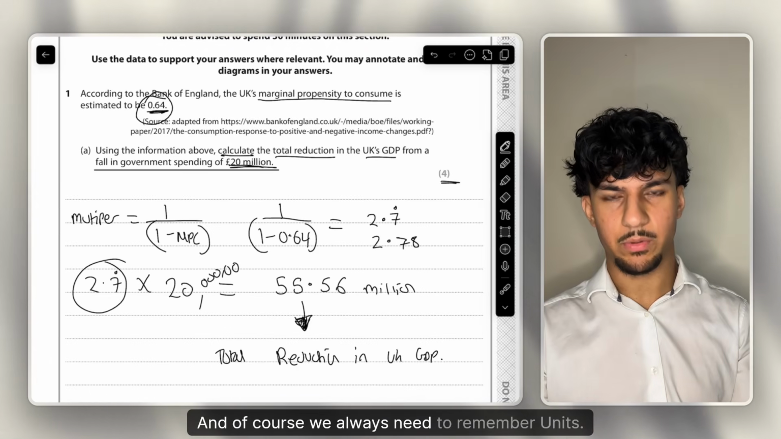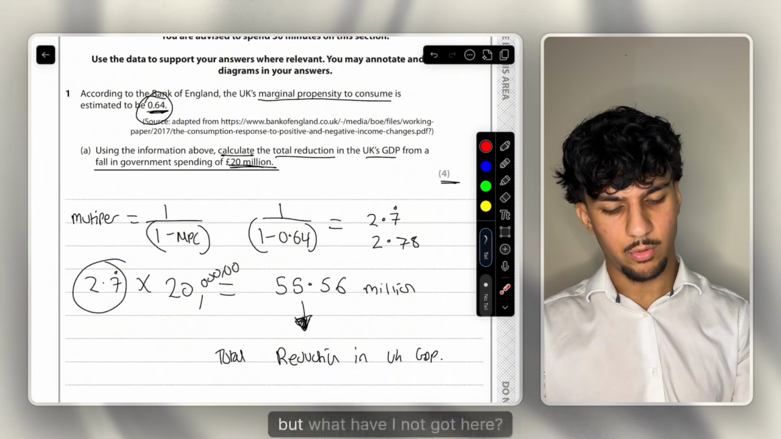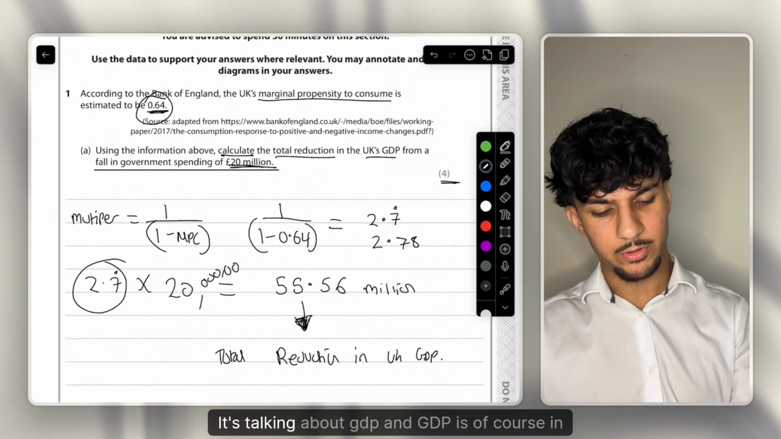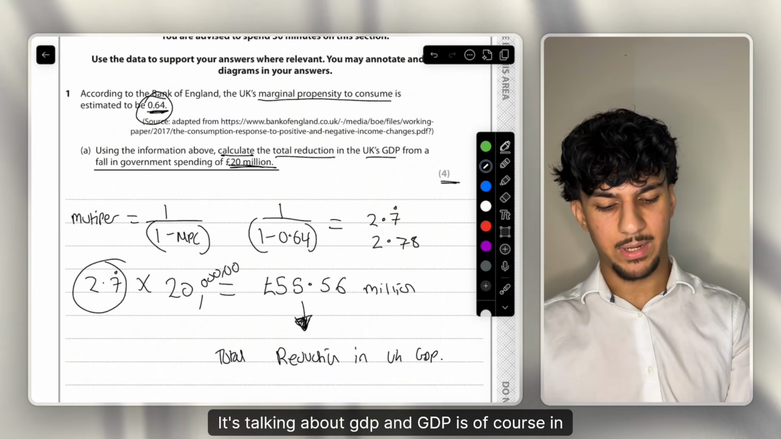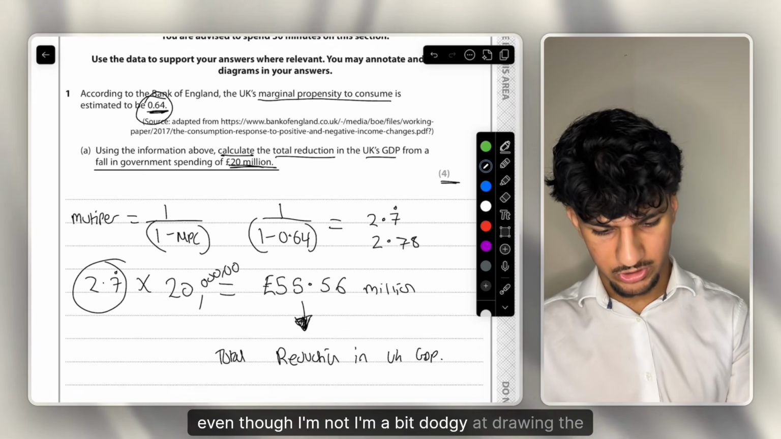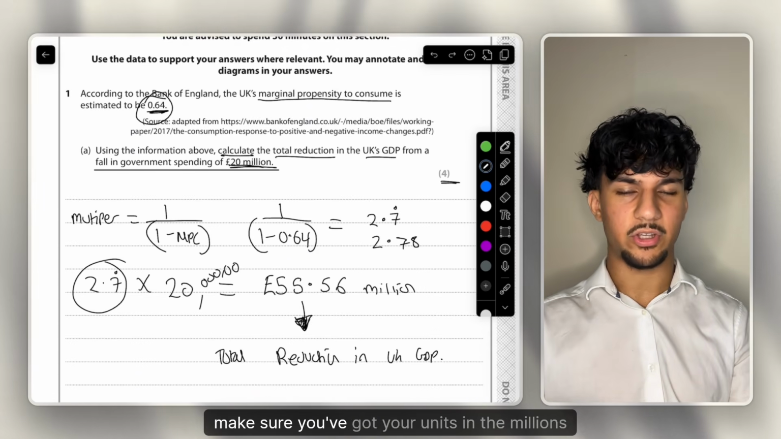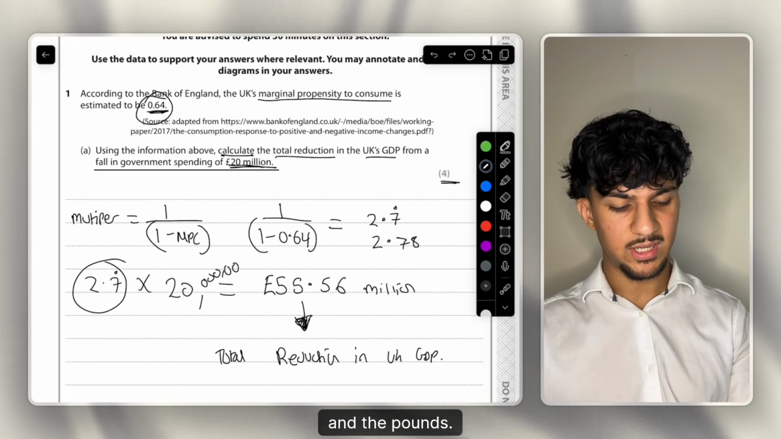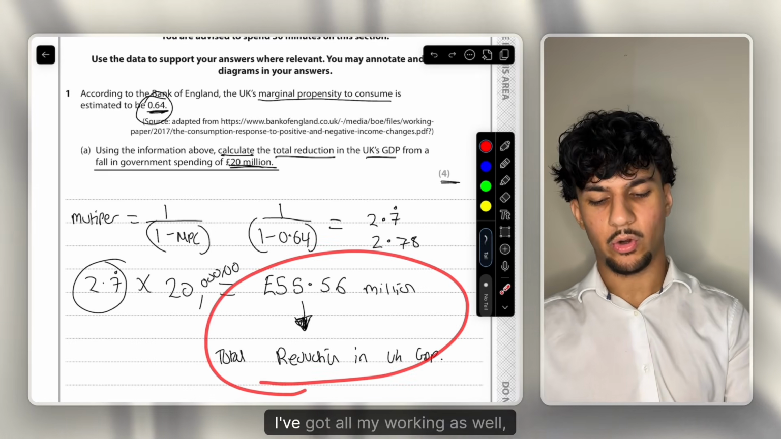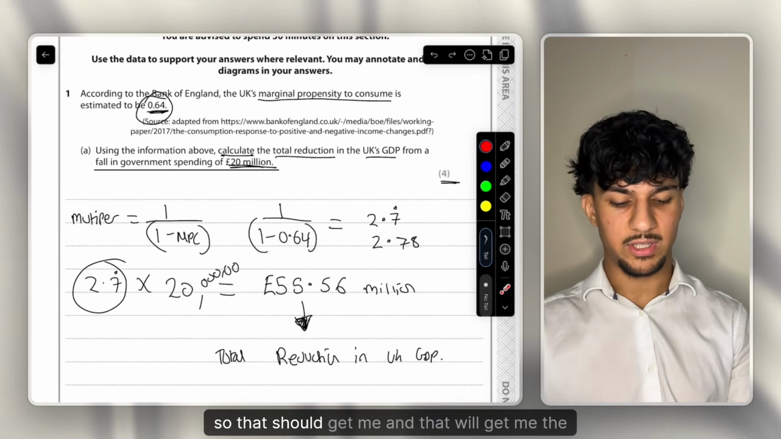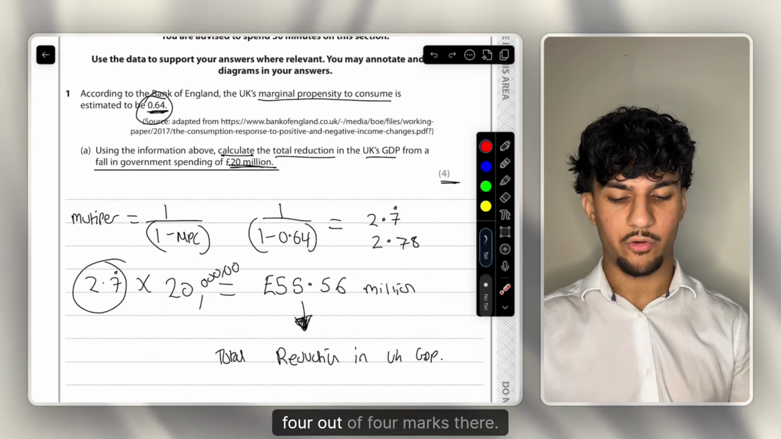And of course, we always need to remember units. I've got the millions, but what have I not got here? It's talking about GDP, and GDP is of course in pounds, even though I'm a bit dodgy at drawing the pound symbol. But yeah, make sure you've got your units, so the millions and the pounds. Then I've labelled it total reduction in GDP, got all my working as well, so that should get me, and that will get me, the 4 out of 4 marks there.